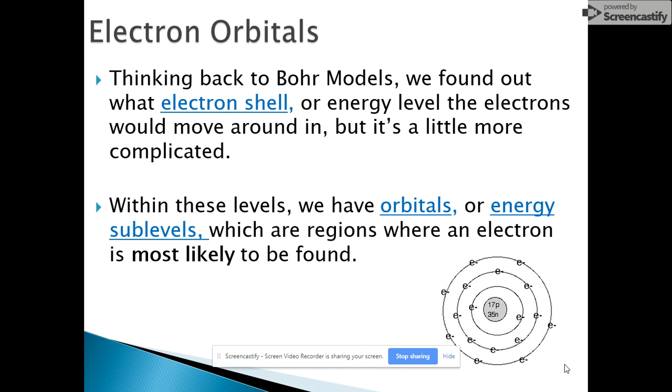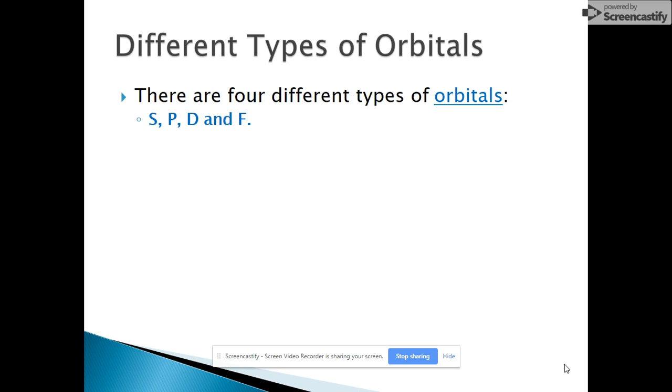So, thinking back to Bohr models, we found out that these electron shells or the energy levels that the electrons would move around in, but it's a little more complicated than that. It's not like we have these perfect circles where electrons are just rotating around the nucleus. Within each of these energy levels or shells, we have sublevels, which are regions where an electron is most likely to be found. And today we're going to dive a little deeper into that.